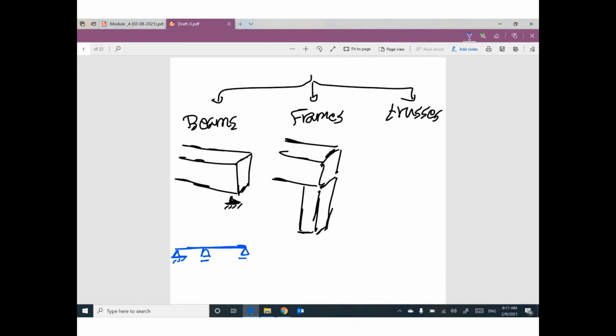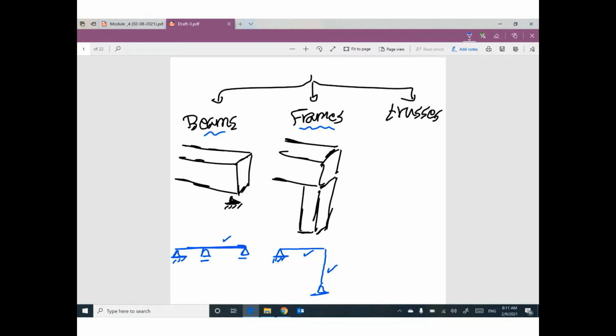But for frames, we have horizontal beam and vertical member, which is column, and then we have supports. So we have column and the beam at the same time. This structure can be called frame. Horizontal member, which is called beam, so this structure is beam.